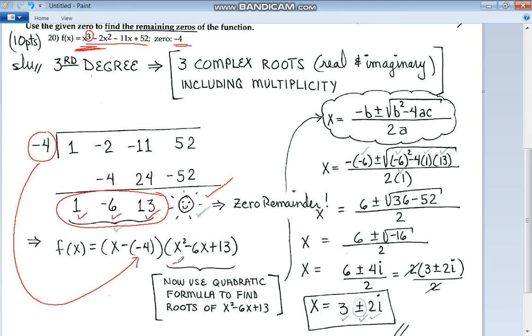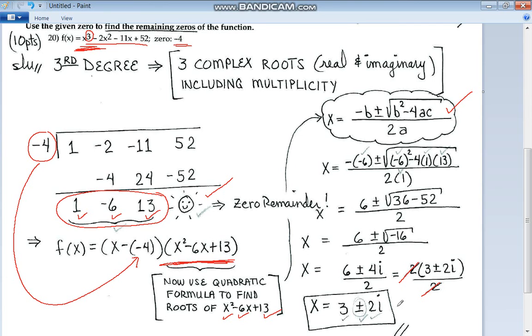Now, since we're down to a quadratic expression here, we can use the quadratic formula to finish the factorization, or to find the rest of the roots, in other words. So we'll use a equals 1, b equals negative 6, c equals 13, plug it into the quadratic formula and simplify. And when we do that, we get 6 plus or minus 4i over 2, but we can factor a 2 out of the top and bottom and cancel it. So our final result is x equals 3 plus or minus 2i.